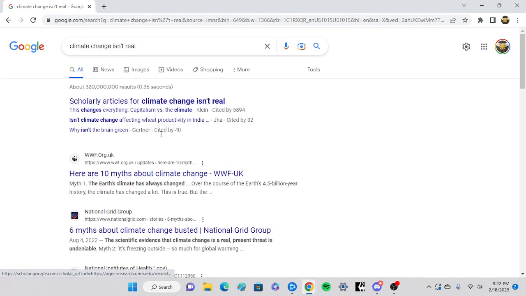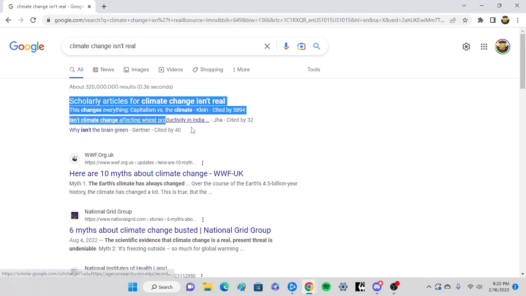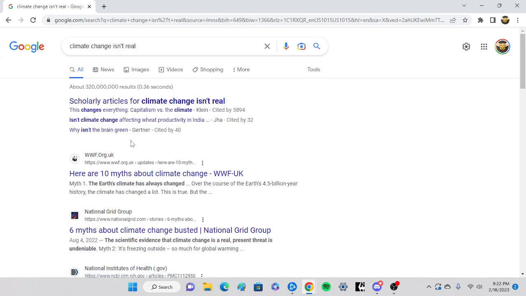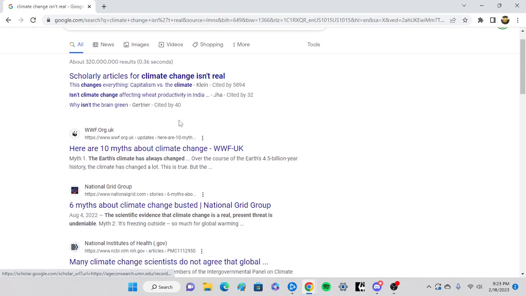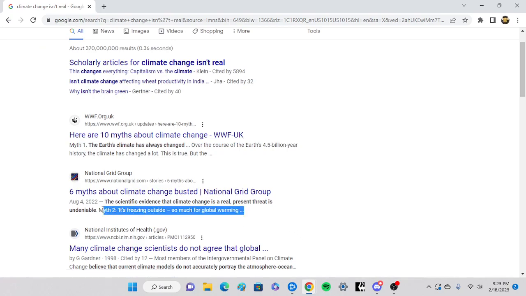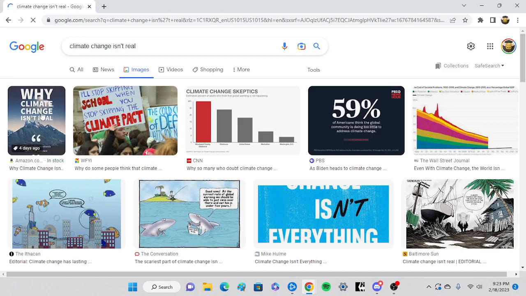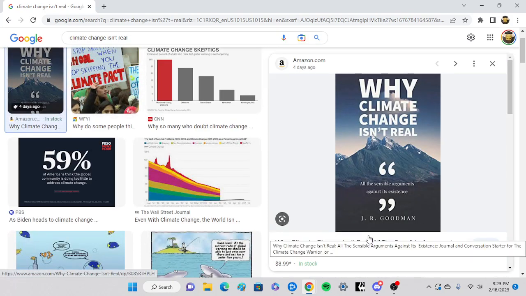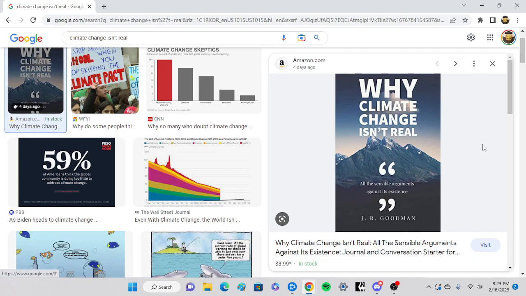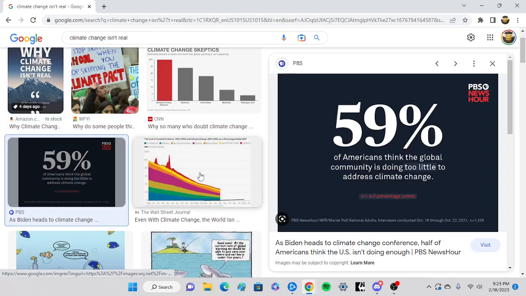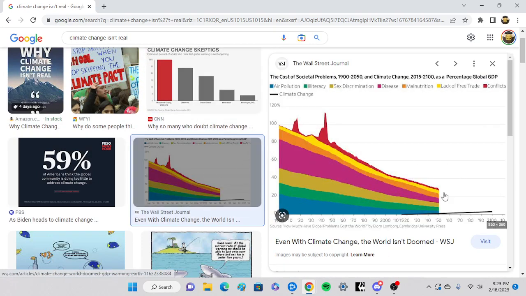Climate change isn't real. See, scholarly articles. Yeah, see, there are scholarly articles. That's the third one isn't true because climate change doesn't exist. Why isn't the brain? What the fuck? The fuck is that? Ignore this. See why climate change isn't real since someone already wrote a fucking book on it. Look at that. We don't have to do it because it's not real. Ignore this, ignore this. Wait, no, don't ignore this. This is a good one.